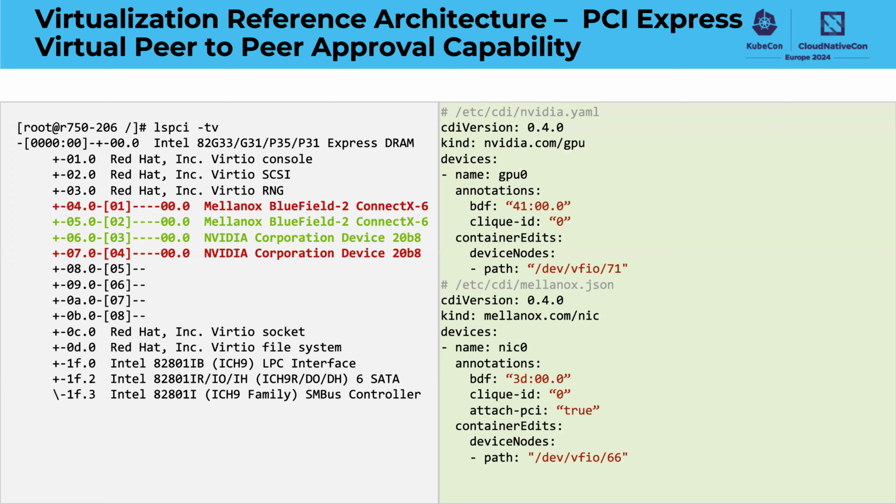So coming back to the CDI, which is the Container Device Interface that we are working on upstream, we can add meta information and say, okay, this GPU and this NIC belong together. Please enable peer-to-peer. And Kata will deduce all the needed information for all the VFIO devices, and it will enable peer-to-peer communication inside of the VM.